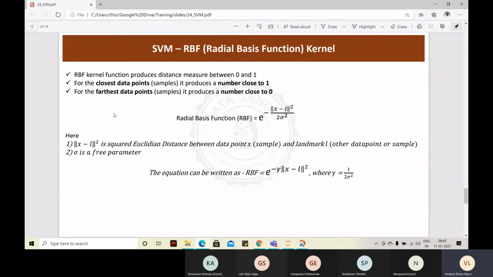Okay, x minus L, the Euclidean distance. Sigma is a free parameter. It's not the standard deviation. We'll play with that. And in scikit-learn, it is represented as gamma. Gamma is equal to 1 by 2 sigma square. That's just notation. Somebody may use sigma, somebody may use gamma. But how exactly it affects, I'll show you. It will actually be useful in playing with overfitting and underfitting.